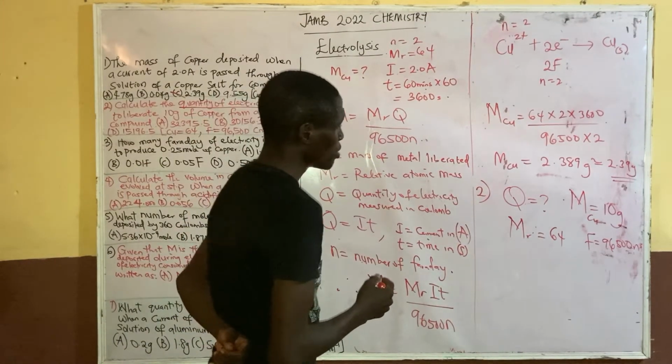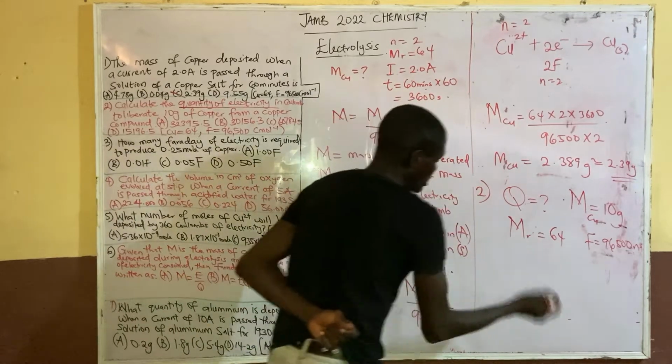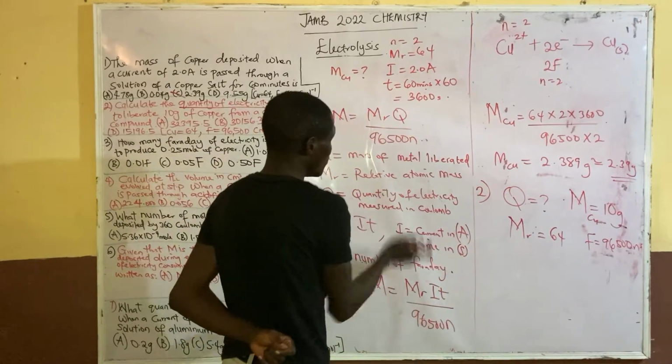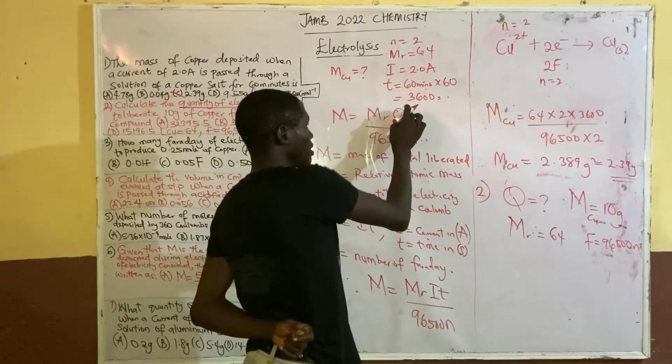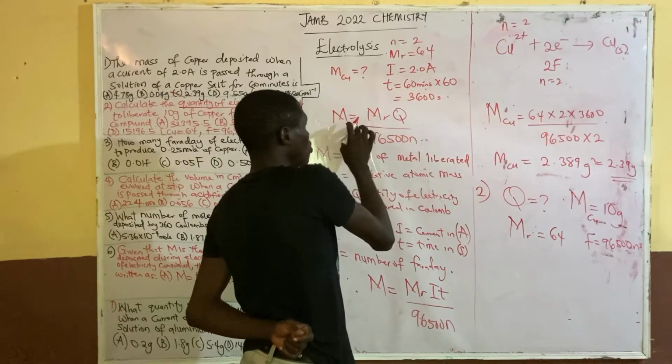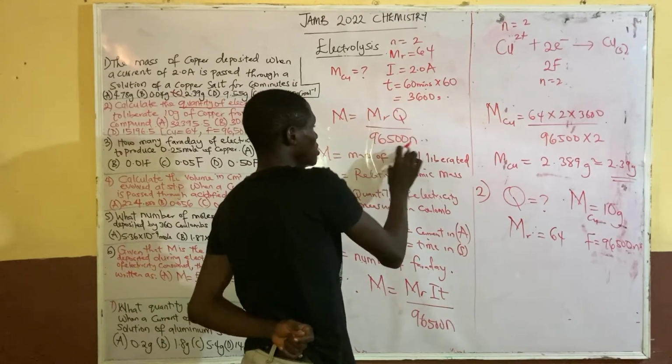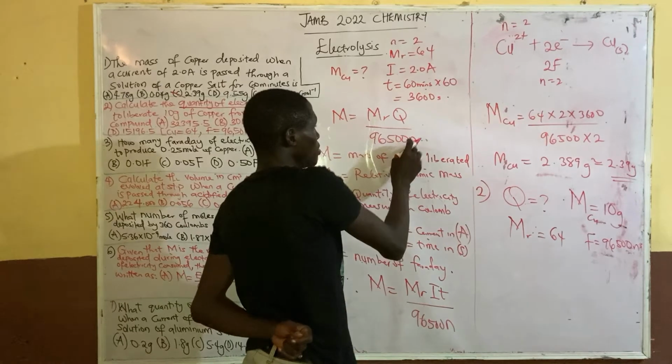So what do we have? Where is our n? If we want to use this formula, it's Q that we are looking for, so we can easily use M equal to Mr Q over this. To look for Mr Q, we need your n.